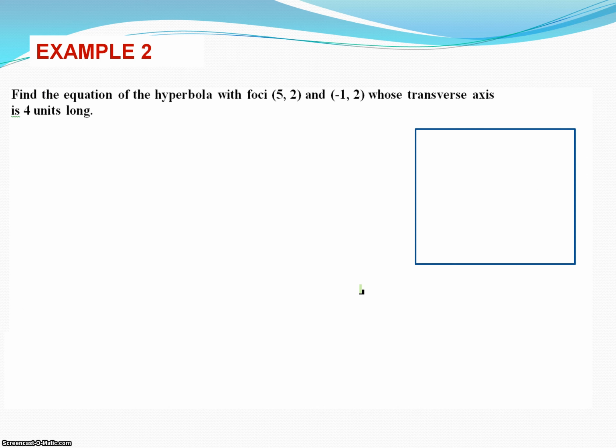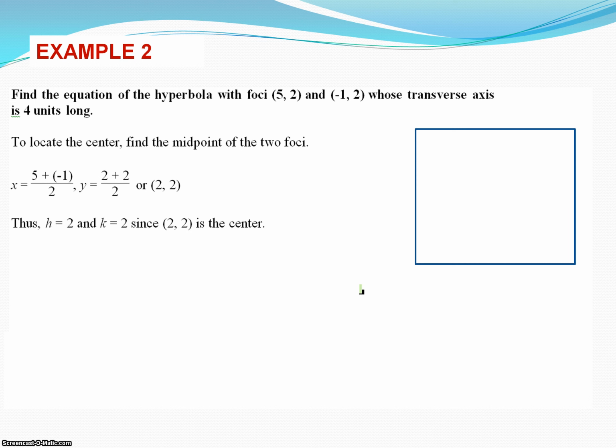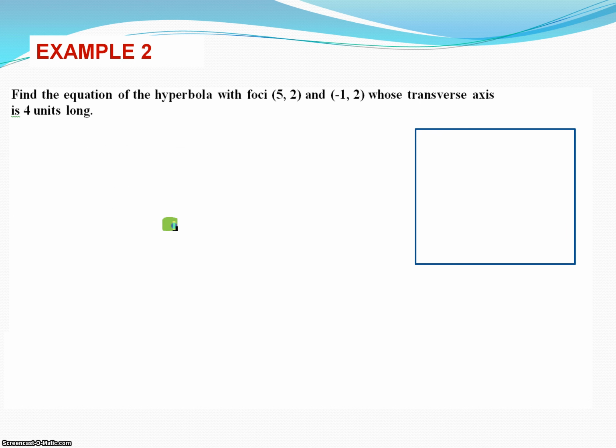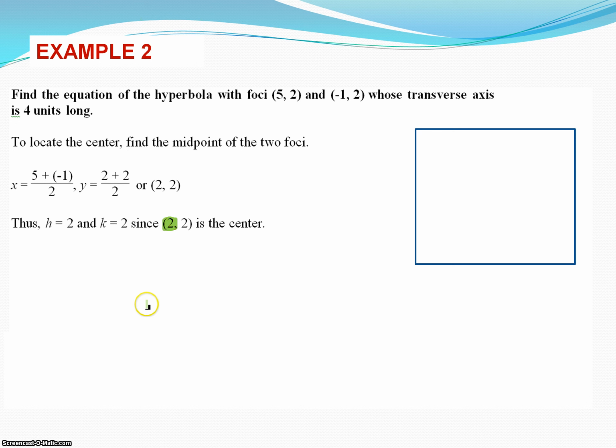Okay, let's look at our next example. Find the equation of a hyperbola with foci (5, 2) and (-1, 2), whose transverse axis is 4 units long. For these problems, I recommend that you graph the information. In this case, we know that right in the middle between the two foci is the center. So I use the midpoint formula to find the center. If you don't know the midpoint formula off the top of your head, of course you can just graph the two foci and then you'll find that this is the center.